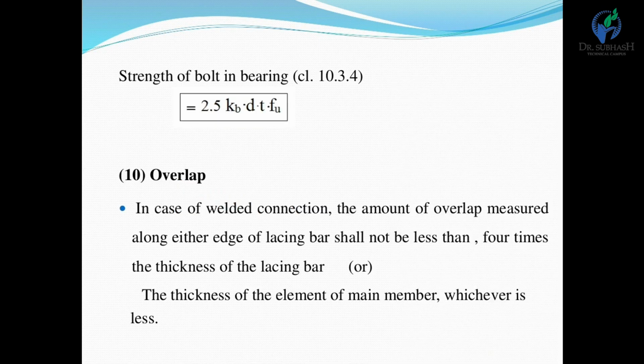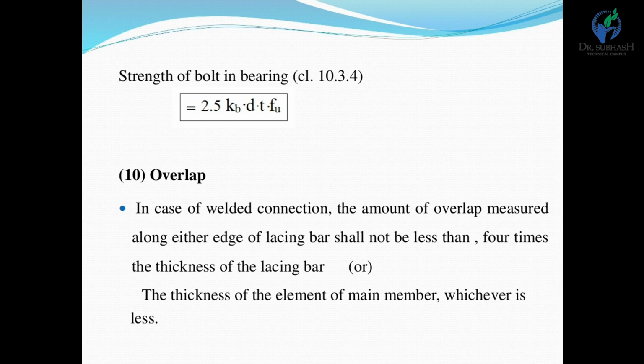After designing the end connection, you can check the strength of bolt bearing. Clause number 10.3.4. The equation is given to you, 2.5 kb into d into t into Fu. D means diameter of bolt, t means thickness of fastener, Fu means ultimate stress of steel, and kb is given to you in clause number 10.3.4. So the last step, overlap.